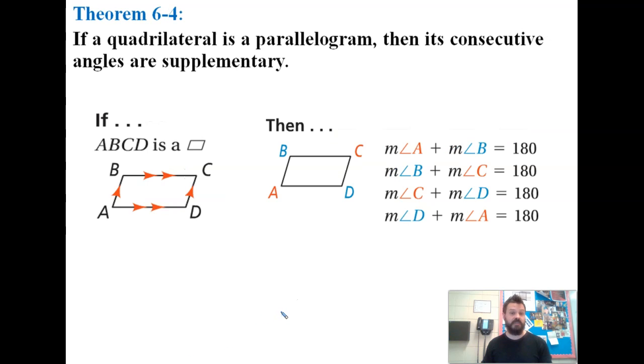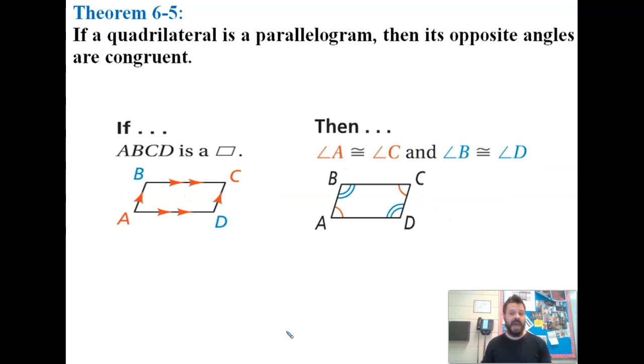Second theorem, once again: if a quadrilateral is a parallelogram, then its consecutive angles are supplementary. So if the opposite sides are parallel, then consecutive angles, as in angles next to each other, like A and B, are going to add up to 180. The measure of angle A plus the measure of angle B equals 180. We'd say they're supplementary. Same thing with B plus C will be 180, C plus D will be 180, and D plus A will be 180 as well. So consecutive angles are supplementary in a parallelogram.